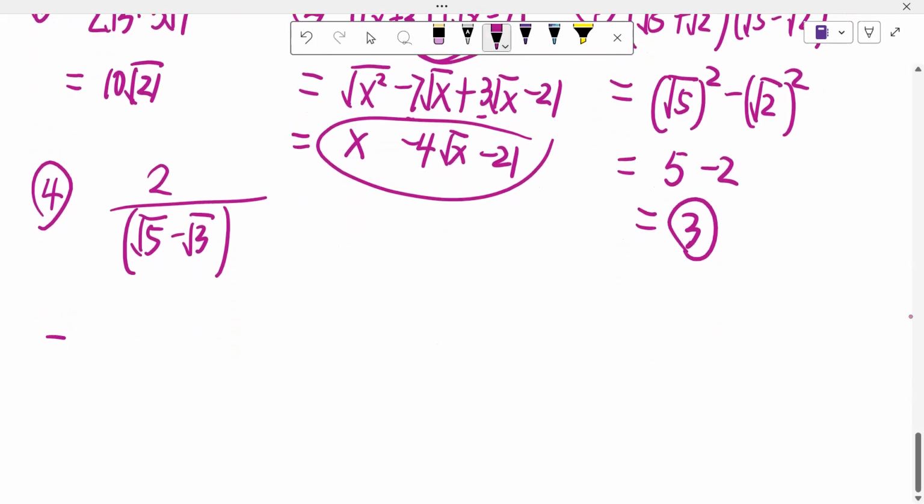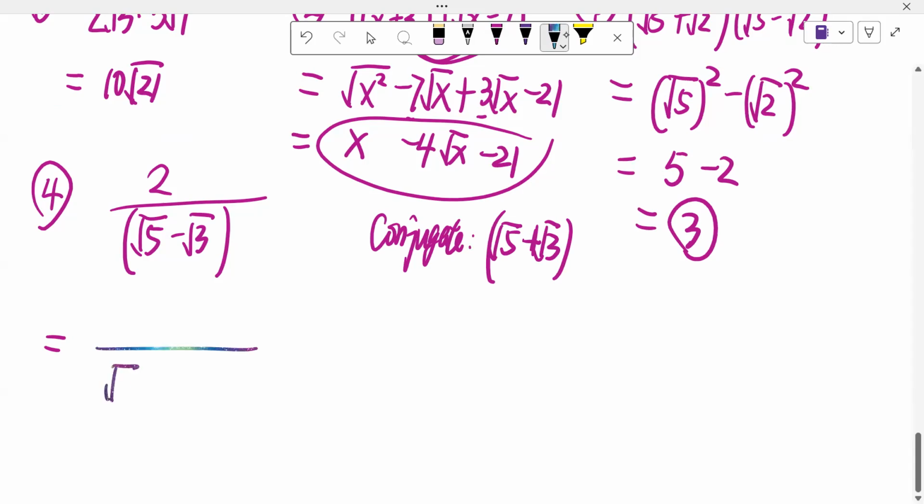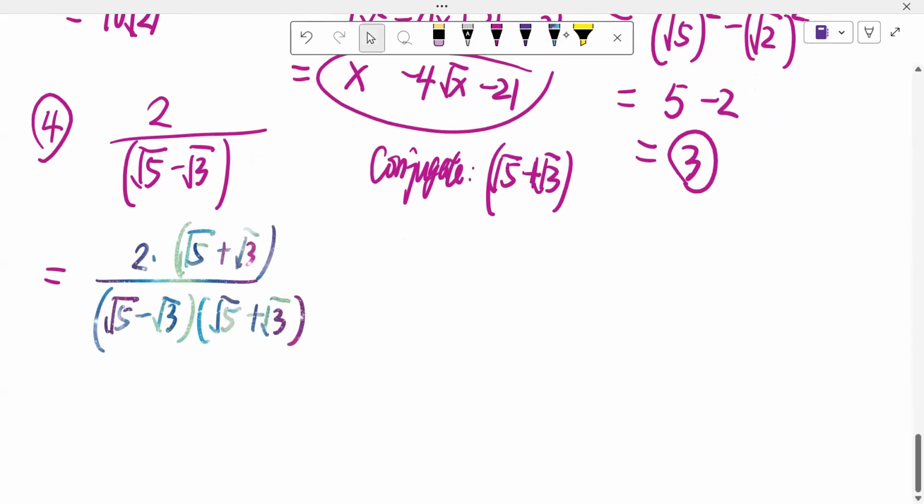And the fourth one, conjugate. We get the conjugate. Radical 5 minus radical 3, so we're adding. So we would just multiply both top and bottom by radical 5 plus radical 3. On the top, 2 times radical 5 plus radical 3. On the bottom, we get radical 5 minus radical 3 times radical 5 plus radical 3. The bottom is a difference of two squares. Carry over the top, 2 times radical 5 plus radical 3.